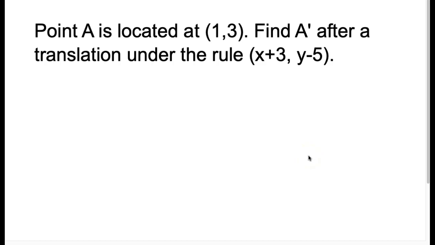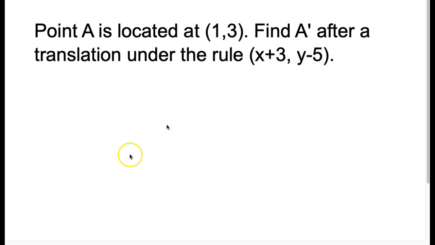All right, let's take a look at a real quick review of translations. Now remember, a translation is just when we are sliding points left and right, up and down on a graph. So this first question says we've got some point located at (1, 3), and we want to find A prime after we translate that original point under the rule (x + 3, y - 5).